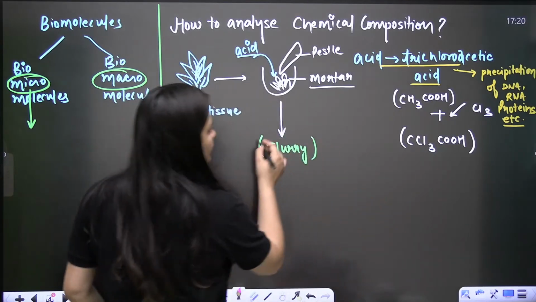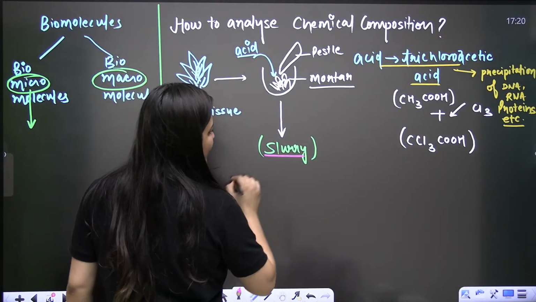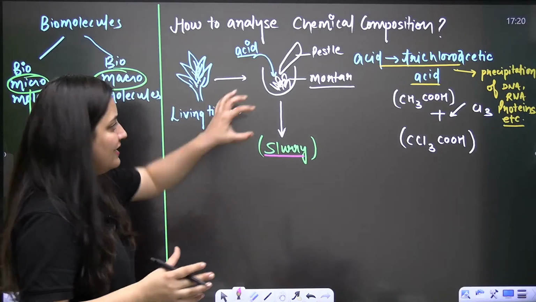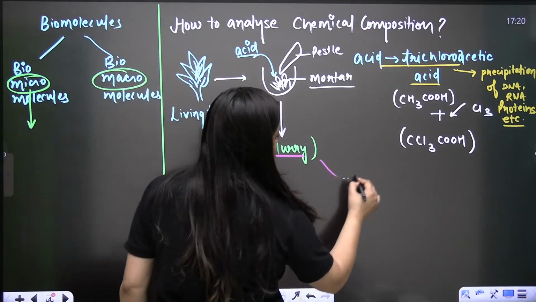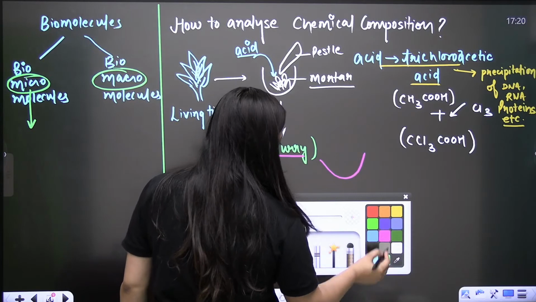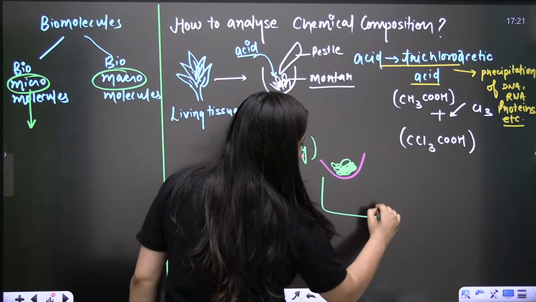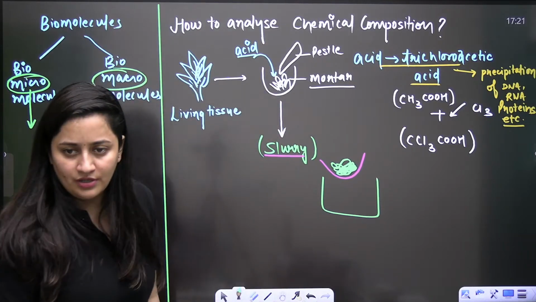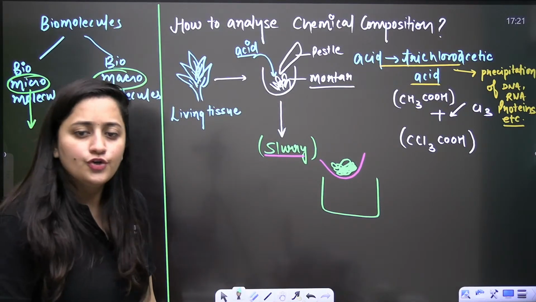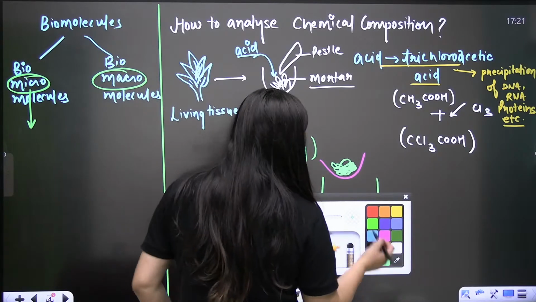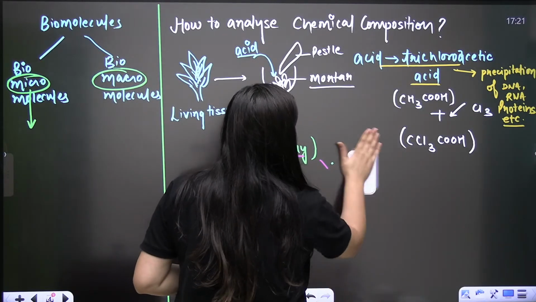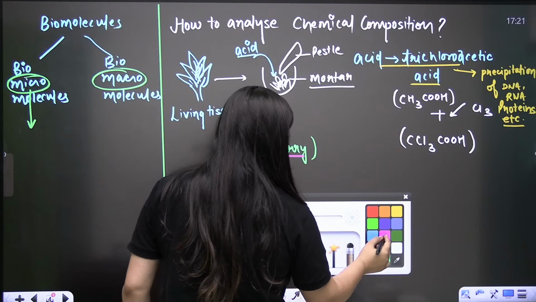So now you are making a slurry, a kind of paste. Now you are going to filter it out. Here you have the slurry; you are going to take a cloth, put that paste there, and try to filter it out. Are you getting my point? You are going to filter it out.